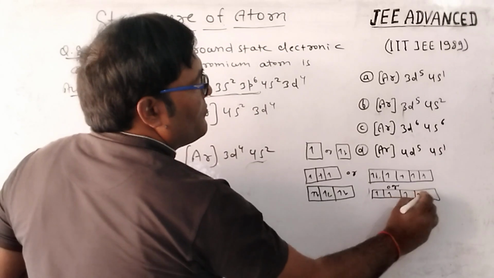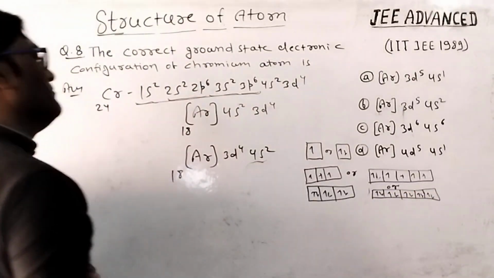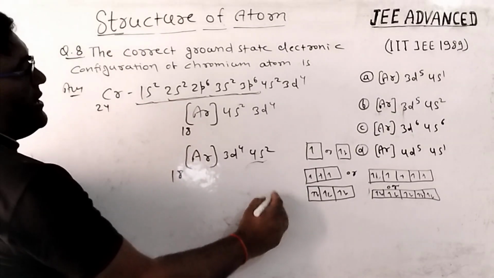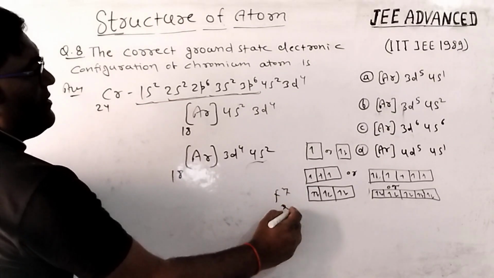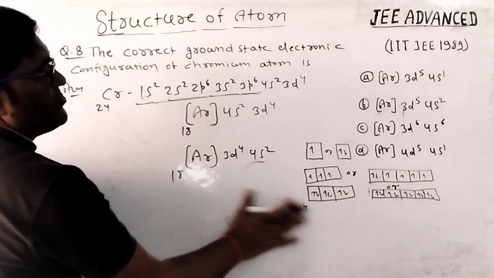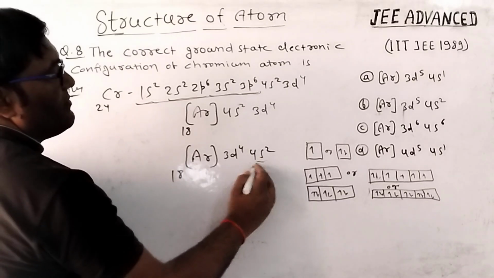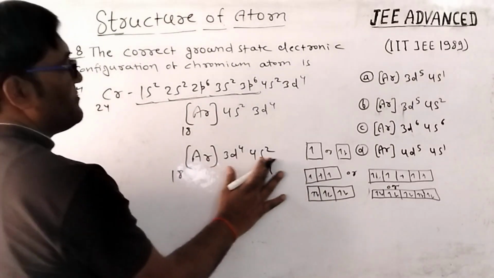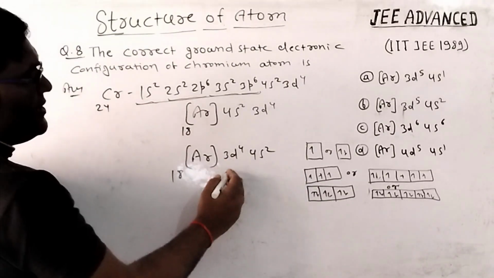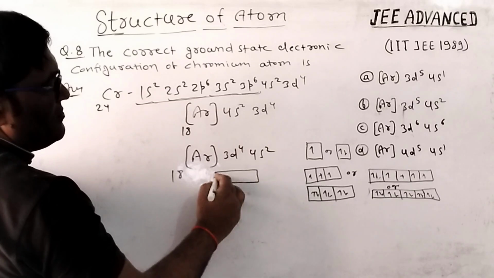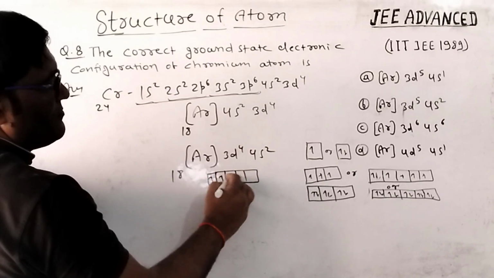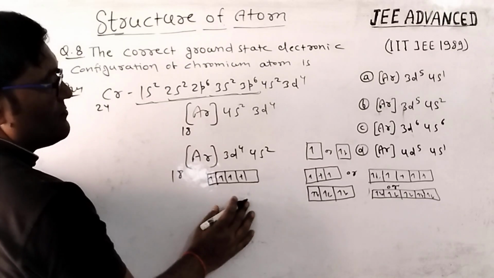1, 2, 3, 4, 5, 6, 7, 8, 9, 10. Now in case of f, f is also stable in f7 configuration and f14 configuration. So last shell is stable due to presence of paired electron in s2. But here 3d4 is unstable due to absence of one unpaired electron.